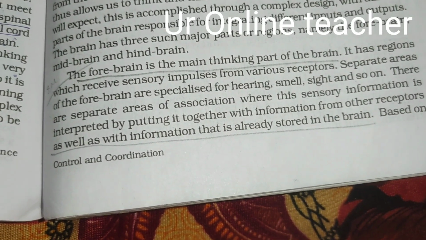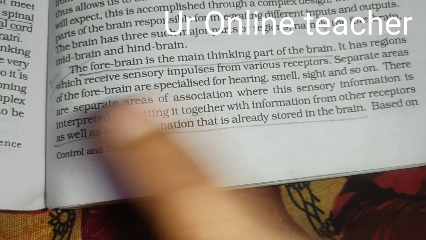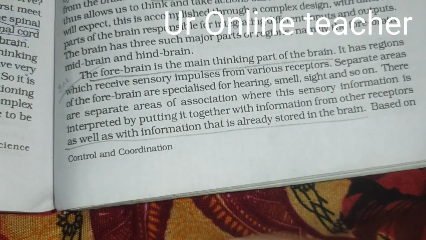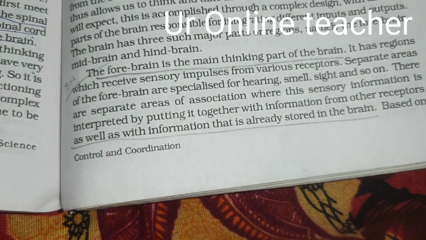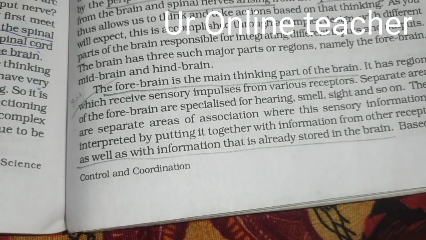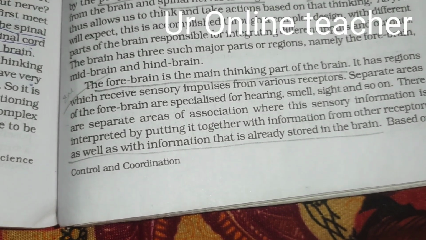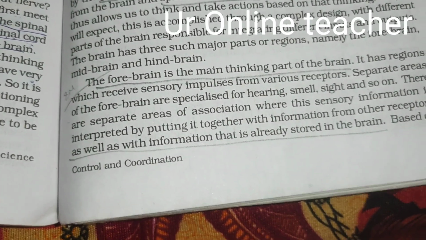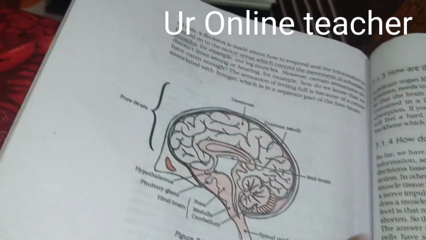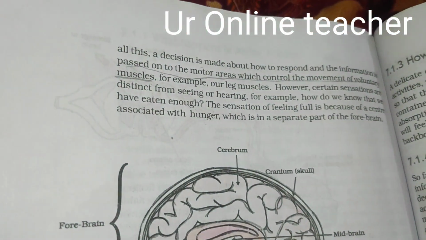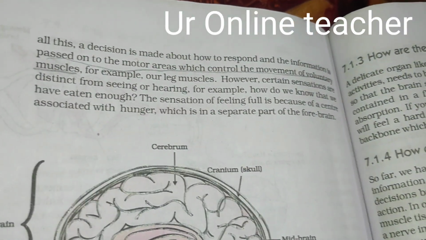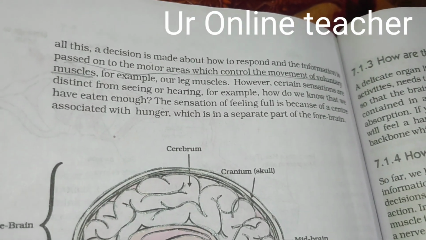There are separate areas of association where the sensory information is interpreted by putting it together with information from other receptors, as well as information that is already stored in the brain. Some information is already stored in the brain, and the messages from the sensory organs are passed to the brain, and there they get interpreted. Based on all this, a decision will be taken on how to respond in that particular situation, and the information is passed to the motor areas.